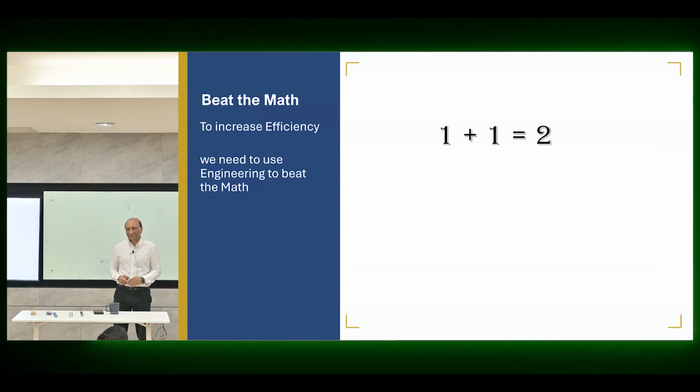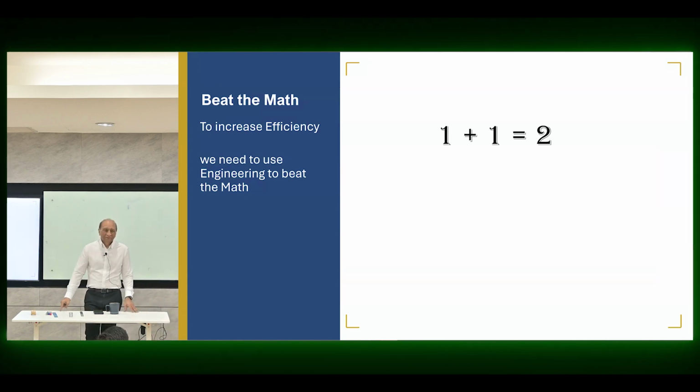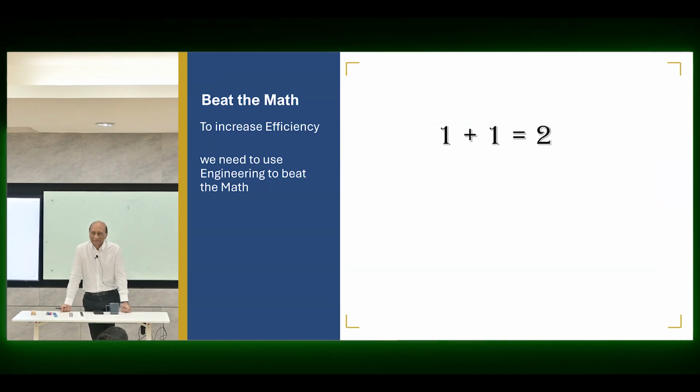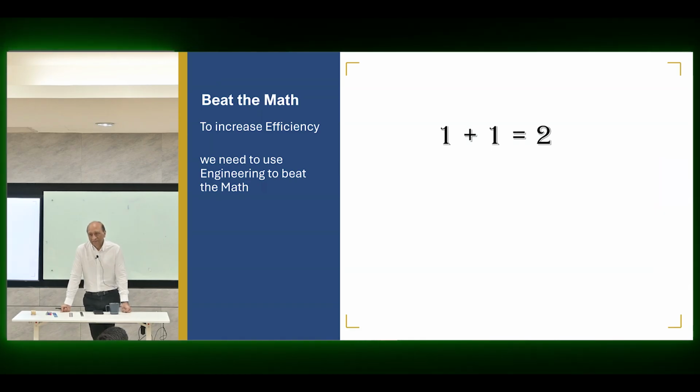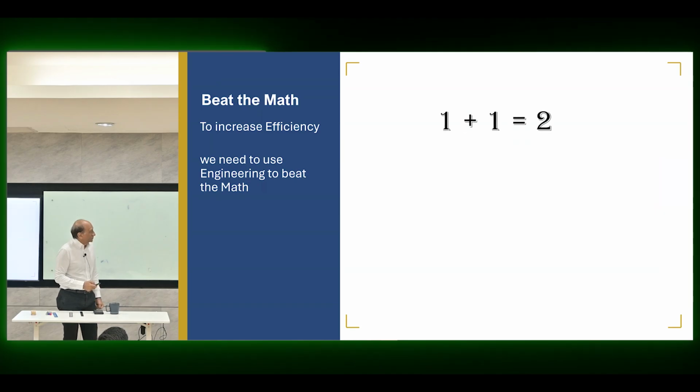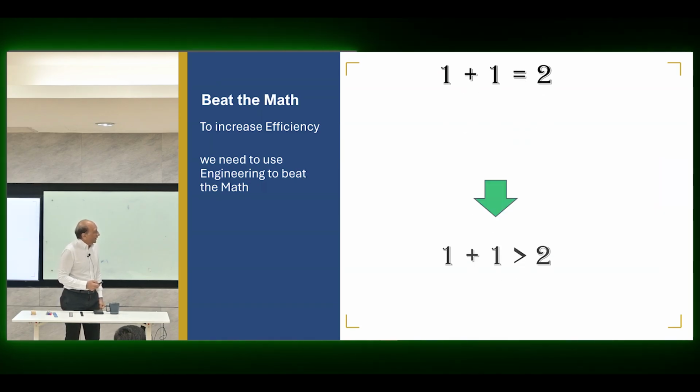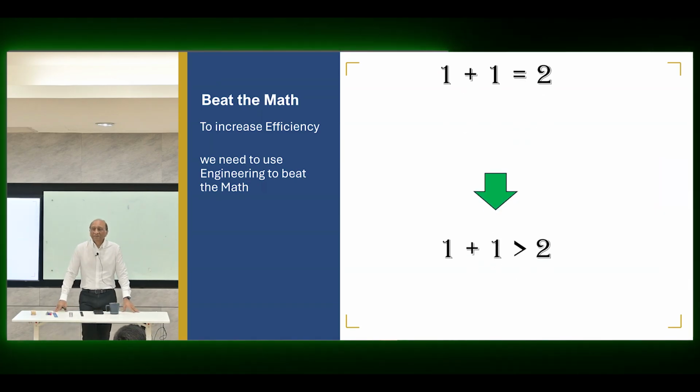Second one is beat the math. Math is good, but we don't want to rely on math now, because if we only think about math, we are limited by math. We have to find a way that 1 plus 1 is not equal to 2. It is always greater than 2. We want to find a way to make 1 plus 1 greater than 2.